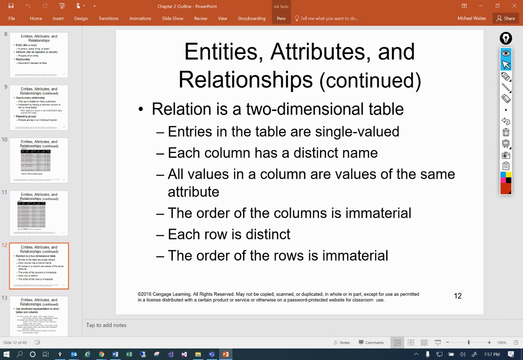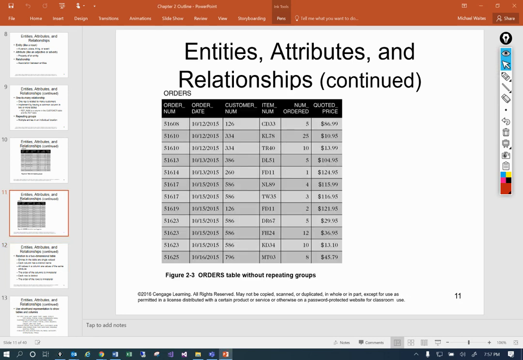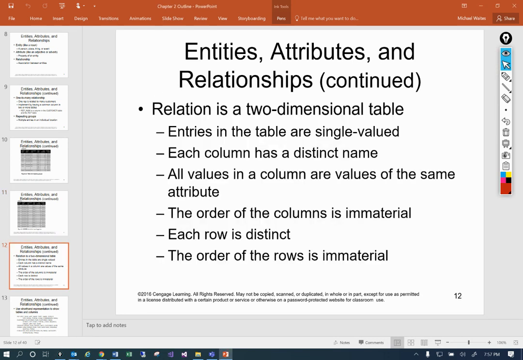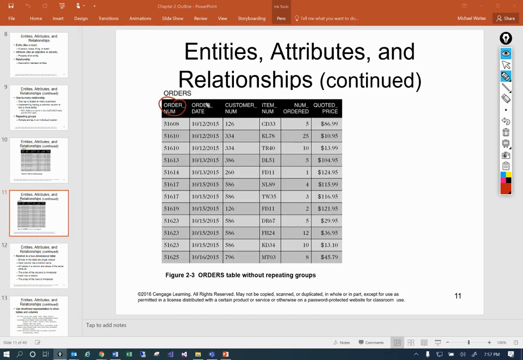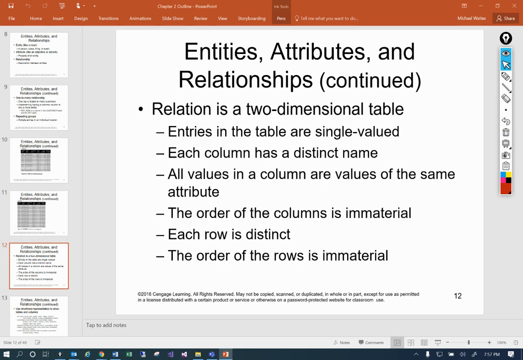So a relation is a two-dimensional table. And when we say two-dimensional, all we mean is that it's got rows and it's got columns. That's the two-dimensional. So each table, entries in the table are single valued. We've looked at examples of that already. In this table, you can see that there's only single values per row. Each column has a distinct name. So when we talk about that, we're saying these are all distinct names. All values in a column are values of the same attribute.